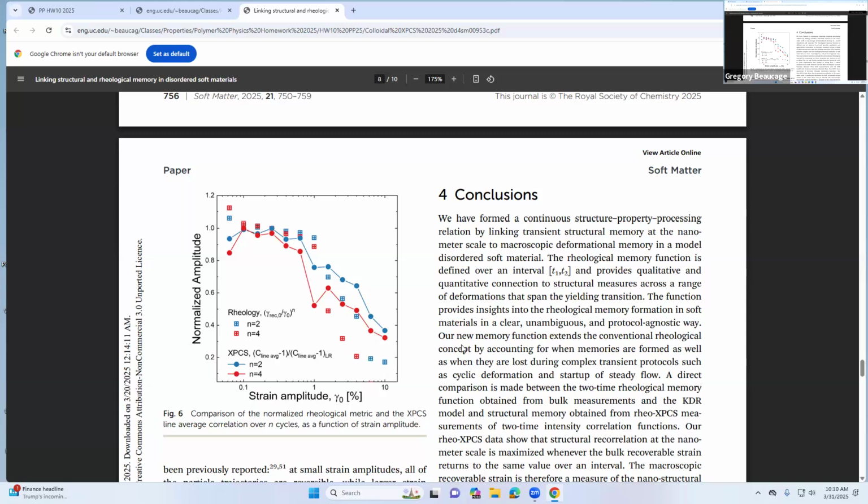So this blurb that he says indicates that XPCS is looking at whatever Q, so it's looking at something like a 100 angstrom size scale. And then the rheology measurement is looking at a bulk sample on centimeters. The bulk sample is showing more relaxation, so lower correlation. This is a measure of the correlation, so it's less correlated than the XPCS measurement. And that's true both when he averages over 2 and 4 cycles.